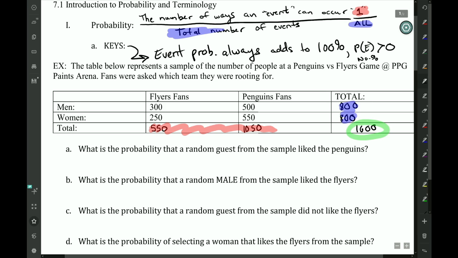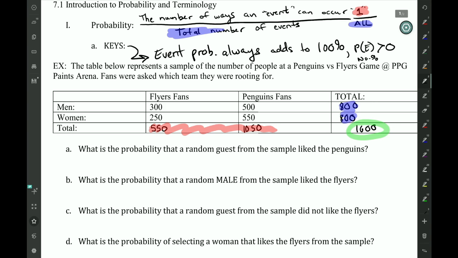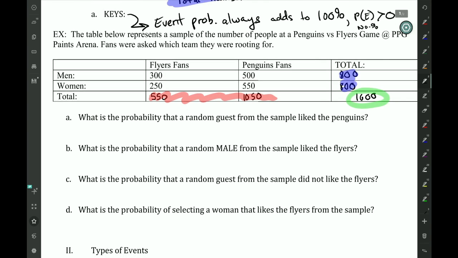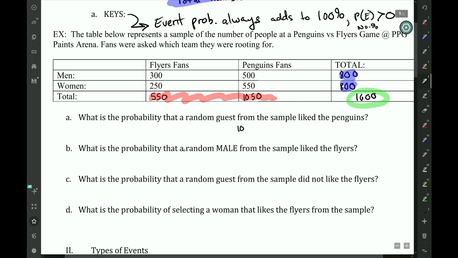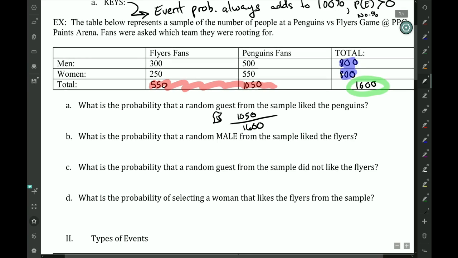Now, some of the questions. Let's imagine we were randomly picking guests from this sample. I want to know the probability they like the Penguins. Well, there are 1050 Penguins fans in the crew, and over all of the guests, there are 1600. It should hopefully not be too challenging to recognize that. So that's 1050 over 1600. You can certainly simplify that, but for time, I'll just leave it as that fraction there.